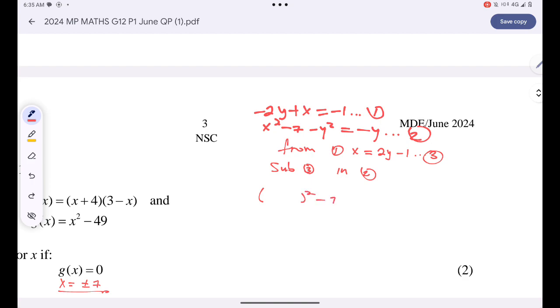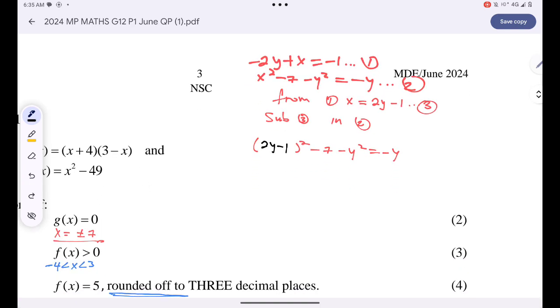This will be x squared minus 7 minus y squared is equal to y. Remember that x is equal to 2y minus 1. I can just open two brackets of 2y minus 1 and multiply them out. I'll end up having 4y squared minus 4y plus 1. Yes, I still have the minus 7 and the minus y squared is equal to negative y. 4y squared minus y squared is 3y squared minus 4y minus 6 is equal to negative y.